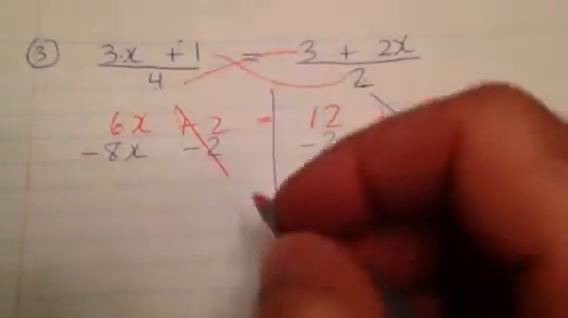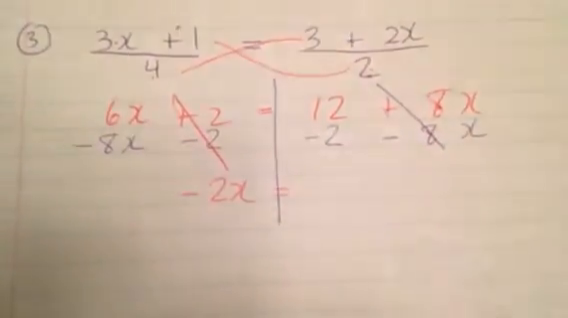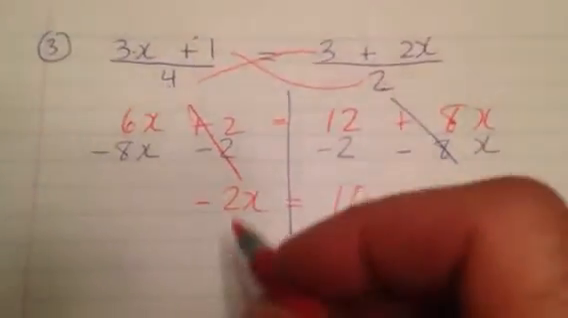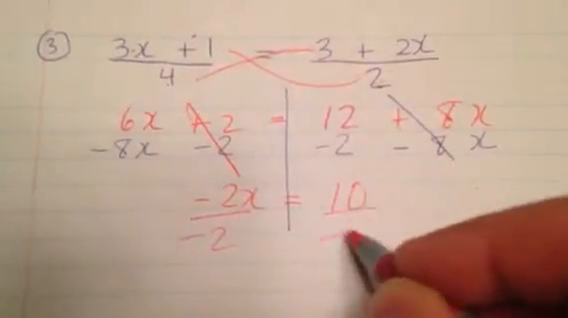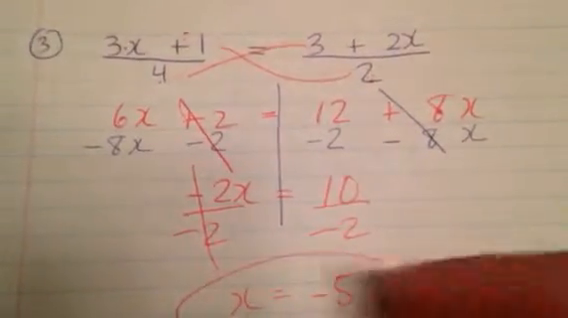So we are left with 6x minus 8x, which is negative 2x, equals 12 minus 2, that's 10. We divide both sides by negative 2. Cross those out, we get x equals negative 5. Final answer.